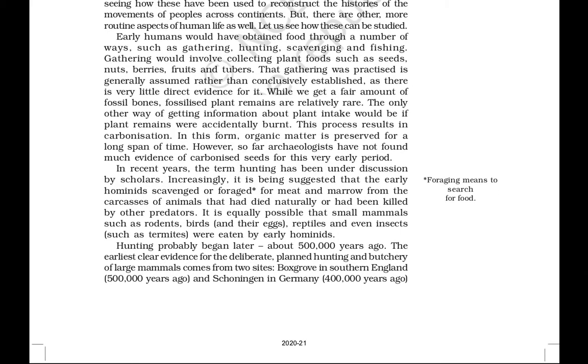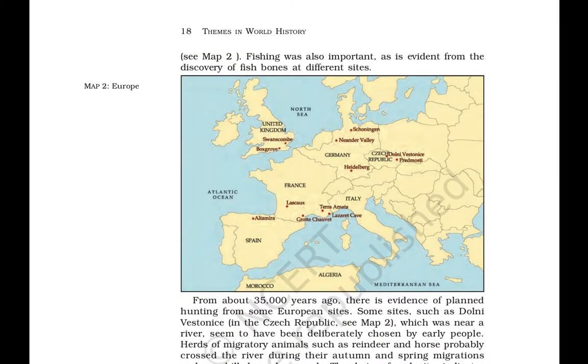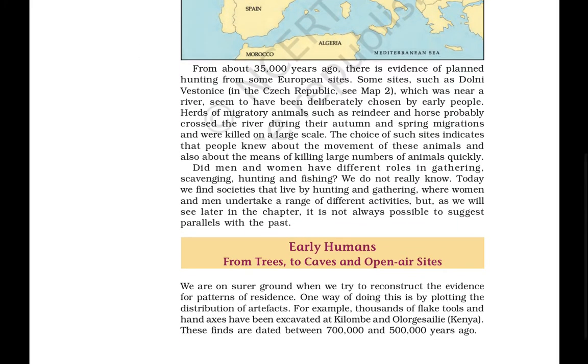Hunting probably began later, about 500,000 years ago. The earliest clear evidence for the deliberate planned hunting and butchery of large mammals comes from two sites: Boxgrove in southern England 500,000 years ago and Schöningen in Germany 400,000 years ago. Fishing was also important, as is evident from the discovery of fish bones at different sites. From about 35,000 years ago, there is evidence of planned hunting from some European sites.